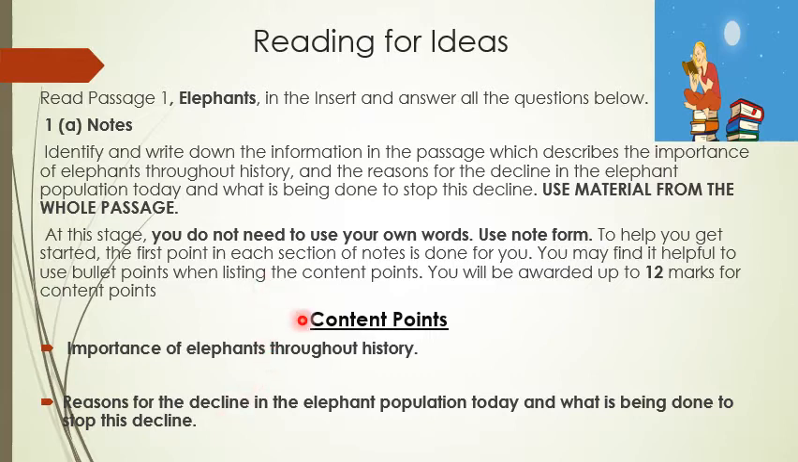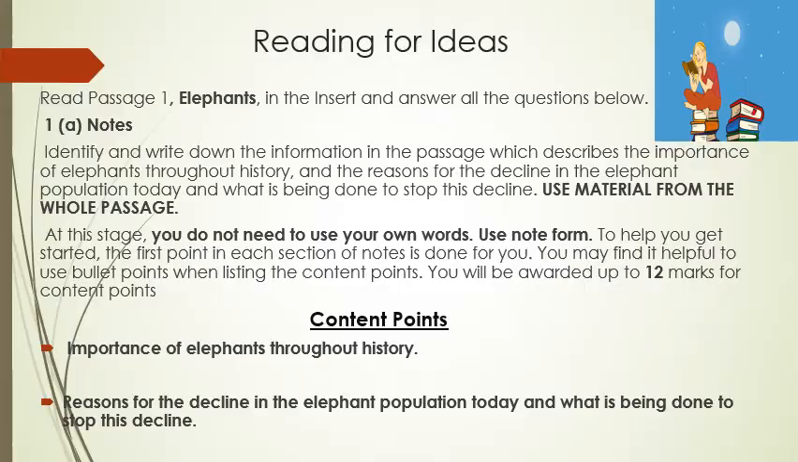At this part of the paper, which is called content points or notes making, we do not need to use our own words. We can lift lines from the passage, but be very careful that those lines are complete and correct, and they give only one piece of information. They should not be very long, they should be to the point. This part of the paper will help you to get 12 marks. 6 marks are for the content points which you will write for the importance of elephant throughout history, and the other 6 marks are for the other half.